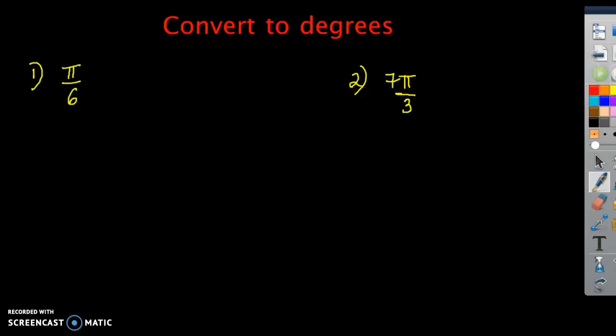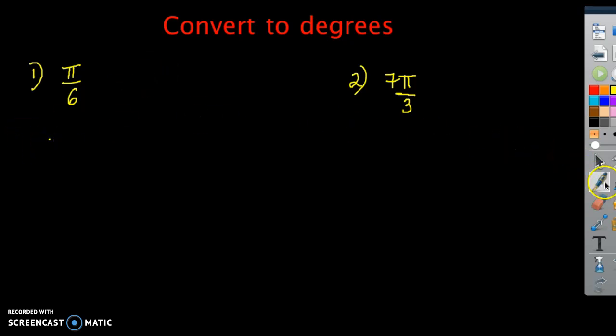Now, our next topic is to convert to degrees. So let's do that. Here the angle is given in terms of radians. That's how we know, because there's a pi in the question. Now to convert to degrees, what are we supposed to do?